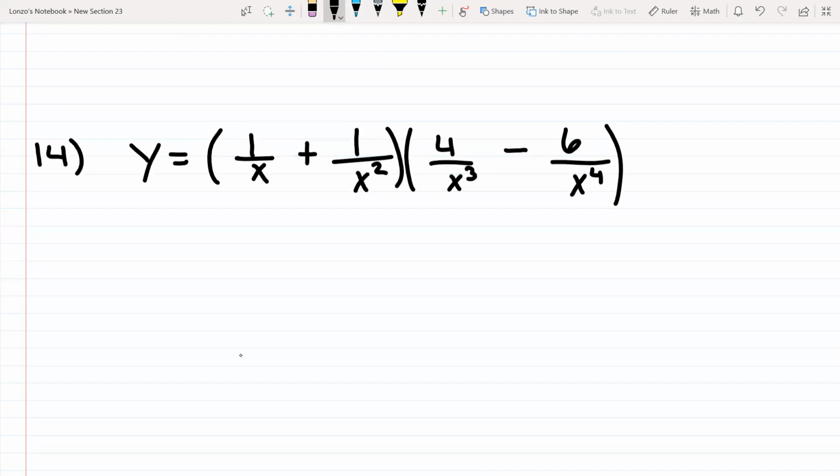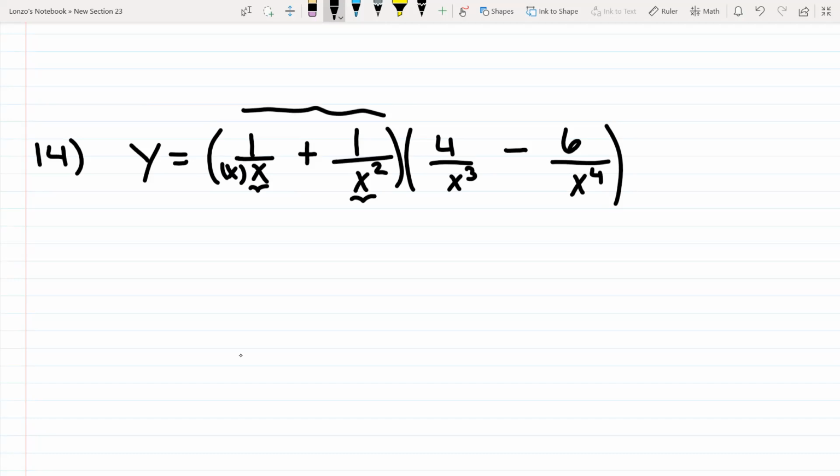Okay, 14 looks kind of crazy, but what I would do, before I FOIL it out one by one, I don't think I will do the product rule. What I'll do is just clean this up and then maybe just take the derivative of each term. So let's simplify this. You're adding fractions, so you need a common denominator. So if you look here, we have an x. Over here, we have an x squared, so my common denominator would be x squared.